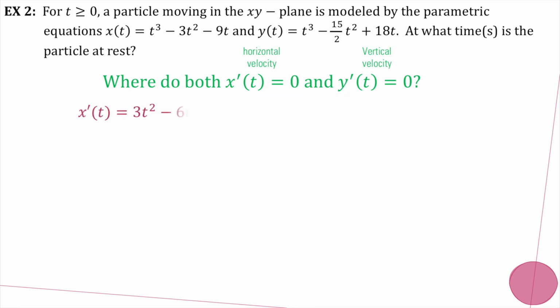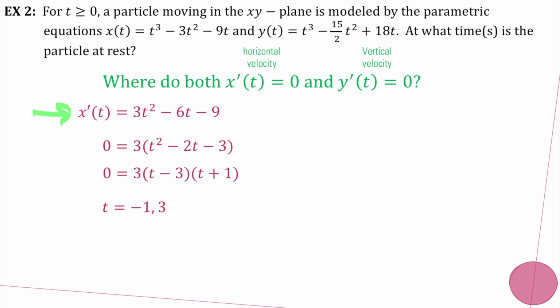So we'll start with x. Find the derivative. This is now the horizontal velocity, and set it equal to 0. Factor out a 3. Factor my polynomial. And we get t equals negative 1 and 3. Now, we don't care about negative 1 because we have a domain restriction up here. We've got t greater than or equal to 0.